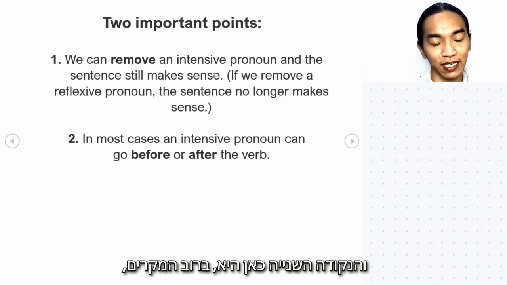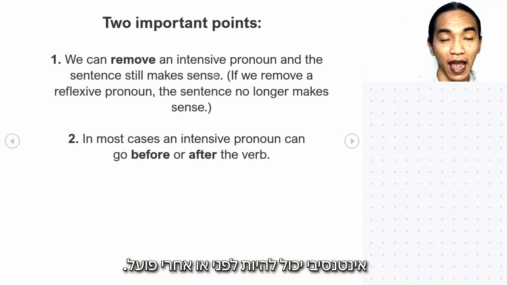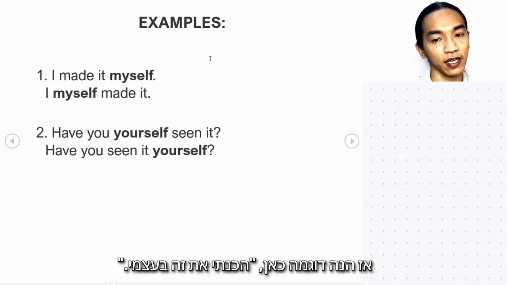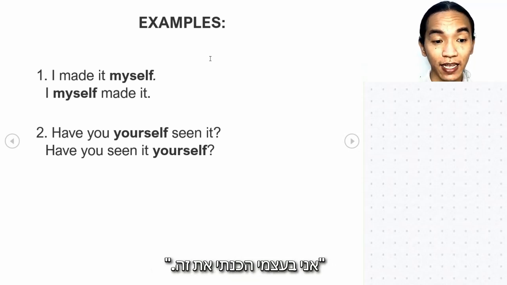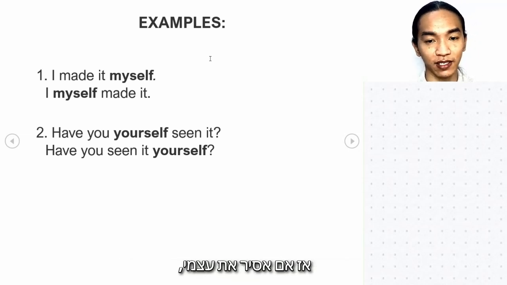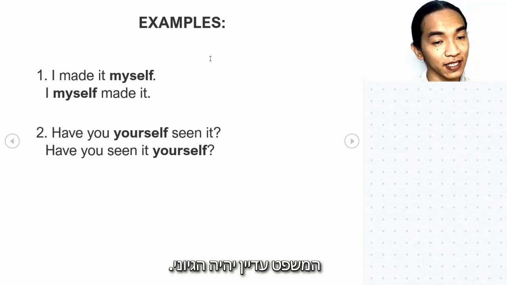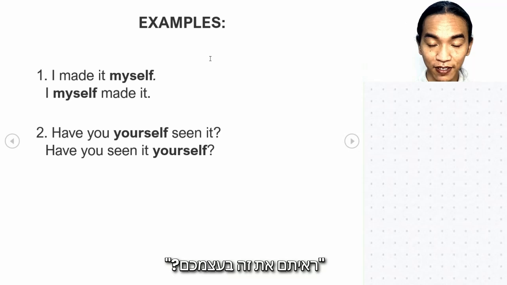And the second point here is, in most cases, an intensive pronoun can go before or after a verb. Intensive can be before or after a verb. So, example here, I made it myself. This is a reflexive pronoun. Now look at the sentence: I myself made it. So you are emphasizing that it's you who made it. If I remove myself, the sentence will still make sense. Have you yourself seen it? Intensive. Have you seen it yourself?